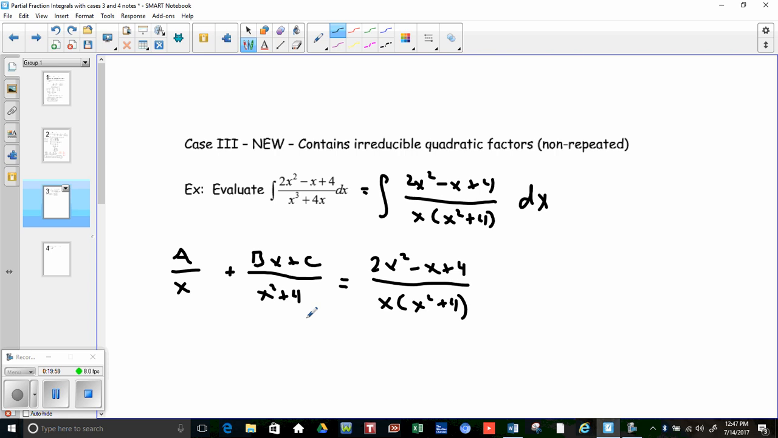After this, it's the same basic concept. We're going to multiply both sides by this common denominator. It's going to get rid of the x here. We're going to have an x squared plus 4 multiplied by our a. The bx plus c, now you're going to have to keep that in a quantity. It's missing the x, so it's going to have to get multiplied by x. And that has to equal 2x squared minus x plus 4, because the entire common denominator will go away when we multiply both sides there.